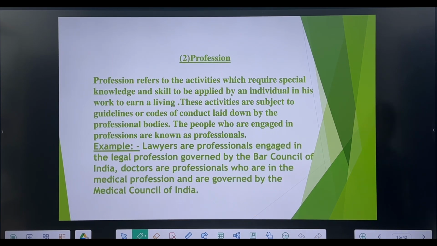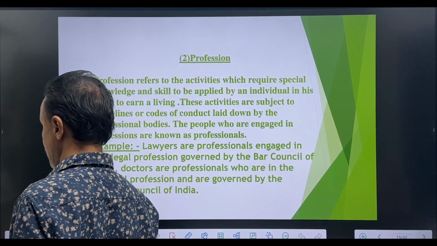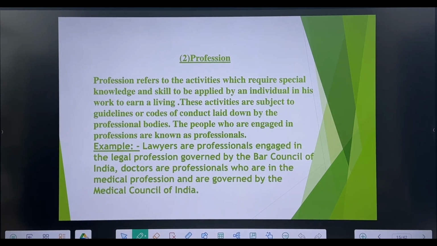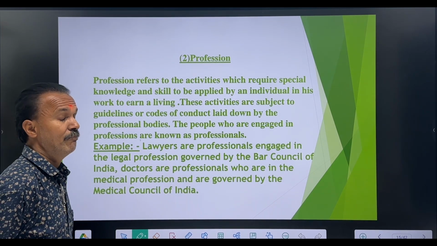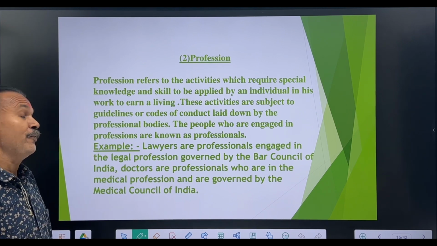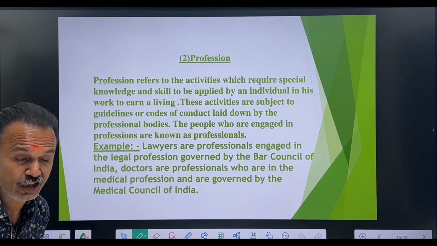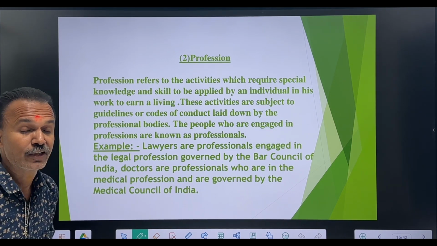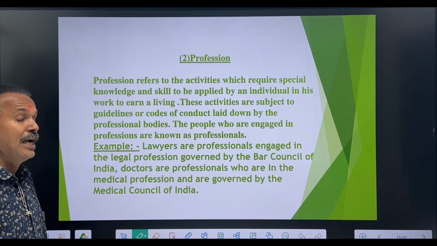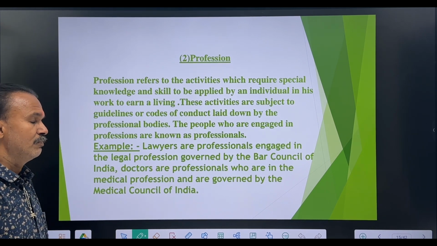Now, profession. Profession refers to those activities in which specialized knowledge and technical skill is required. Without specialized knowledge and technical skill, the work of profession cannot be performed by a person. Every person of the society cannot do the work of profession. Every person of the society can do the work of business, can do the work of employment, but cannot do the work of profession, because specialized knowledge must be required for doing the work of profession.